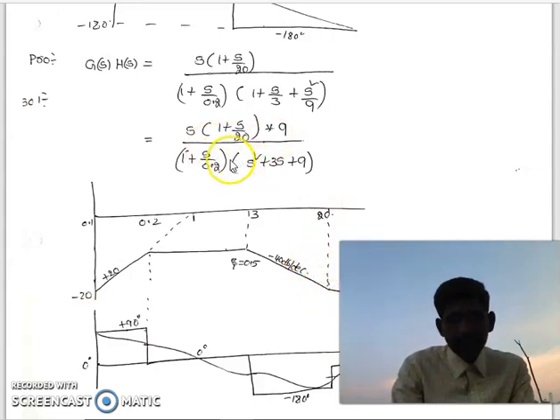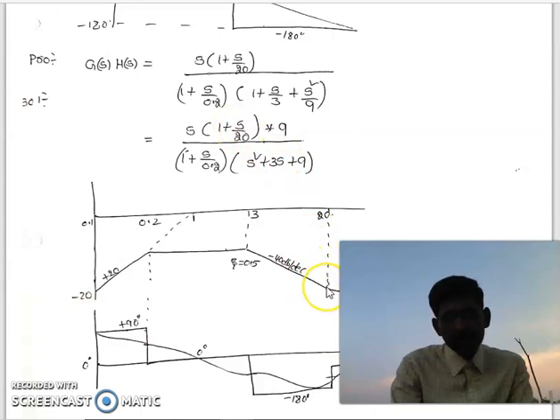Once again I am repeating, whenever poles are present, we need to take it as either minus 20 dB per decade or minus 40 dB per decade. Minus 20 if you are having a real pole. If you are having complex poles, minus 40 dB per decade. And at 20, where the 20 is present, it's a real zero.